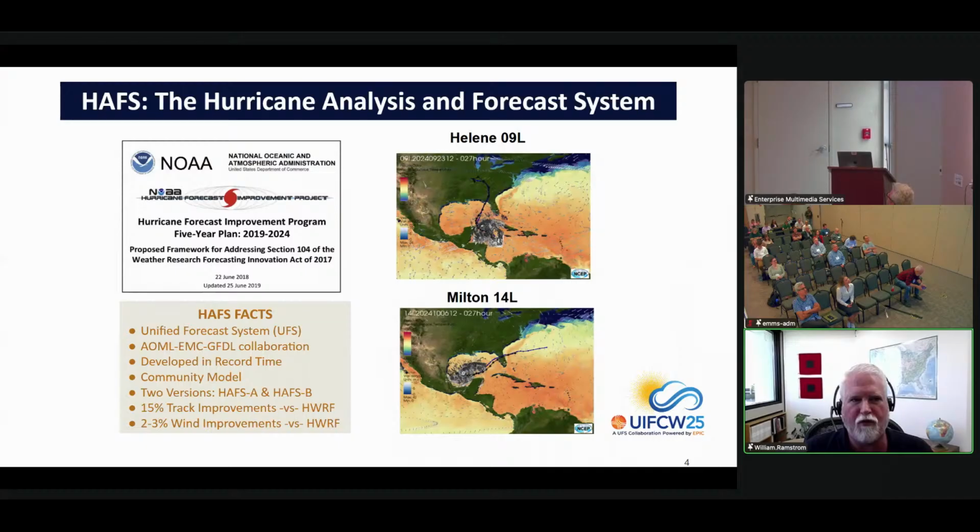The current state of HAFS: this is part of the Unified Forecast System. It's the Hurricane Analysis and Forecast System. This has been a collaboration with AOML, EMC, and GFDL. We have two versions that are currently running in operations, HAFS-B and HAFS-A. These have been showing over the last several years in operations about a 15% track improvement compared to HWRF and a smaller improvement of winds compared to HWRF.